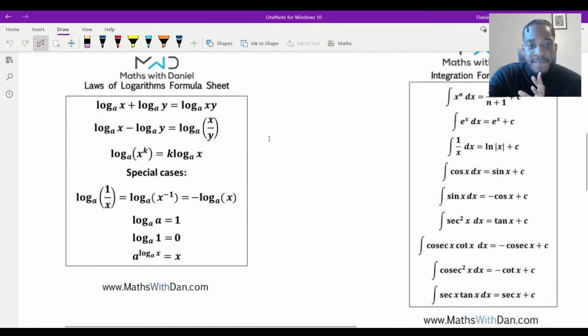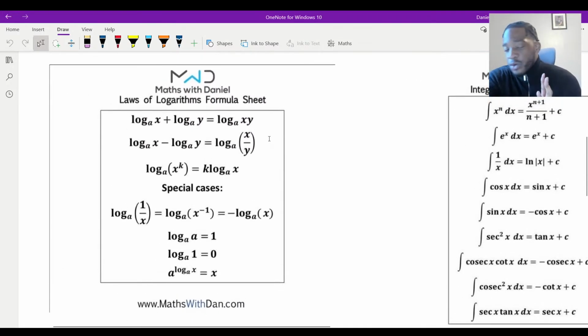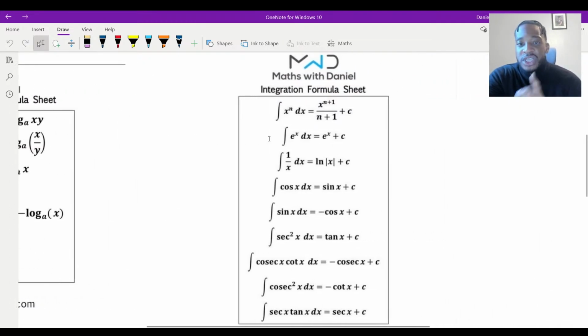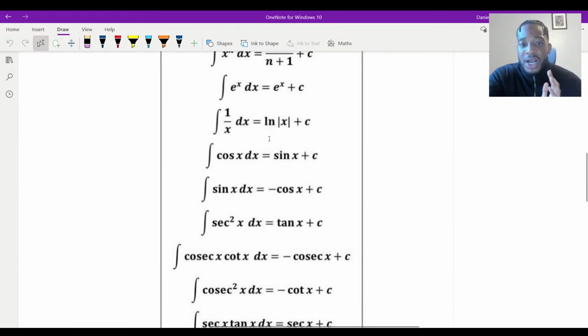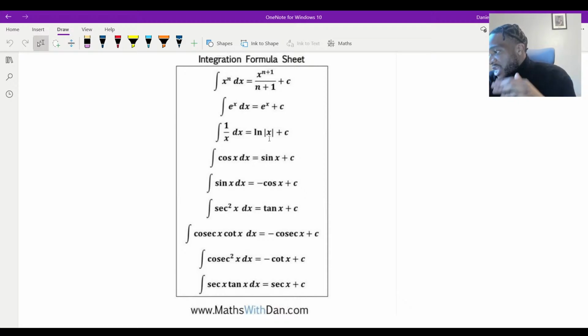You've got your log laws here. Make sure you know these off by heart, super important. I don't think logs came up in Edexcel in paper one. Integration formula sheet. These are standard integrals that you should know off by heart, guys. So what do we think about these integrals? Put 10 if you know all of them, put 0 if you don't know any of these.